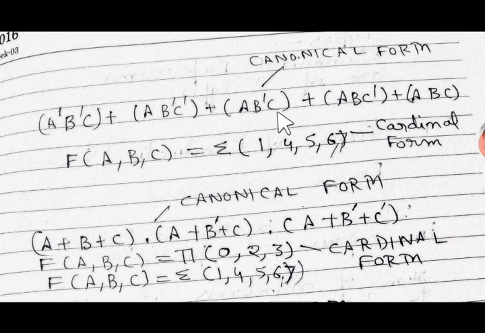All the minterms can be written in the form of numbers because every minterm has an associated row number. So here 1 is there. If you look at this, it is 001. So 001 is the binary representation of the decimal number 1. So it's 1 here. Similarly, it's 100, that is 4. In a similar way, we have 5, 6 and 7. And when I write this format, this is called cardinal form.